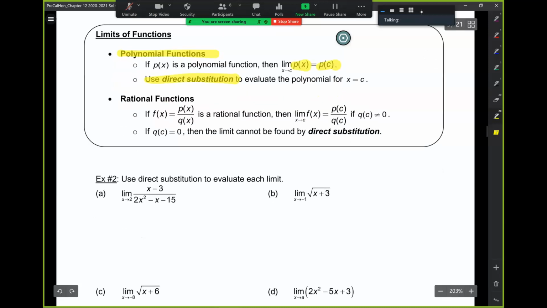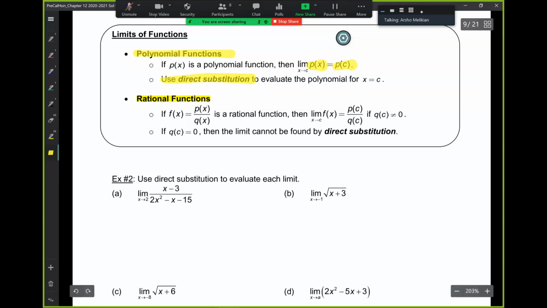If you have a rational function, which is when you have a function over another function, again you can use direct substitution, except now we have a problem. If you use direct substitution, you just plug in the value, and we have a problem if the denominator becomes 0. That's when we use other methods. So if the denominator is 0, then the limit cannot be found by direct substitution.